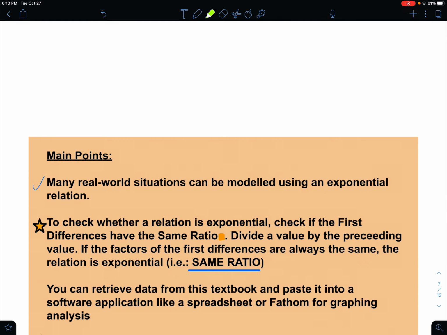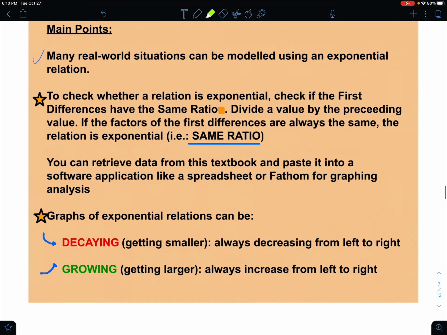Point 3, you can retrieve data from the textbook and paste it into software applications like spreadsheets or Fathom for graphic analysis. So yes, you can actually go to some of the Canadian census and gather data for populations and income, etc., and actually do models with exponential functions. We're not going to do that in this course, but that's available.